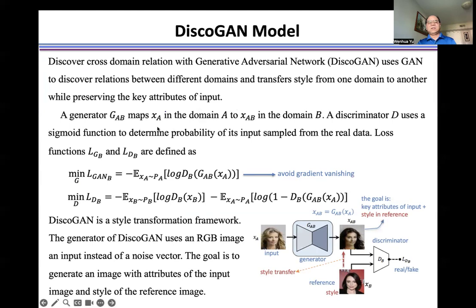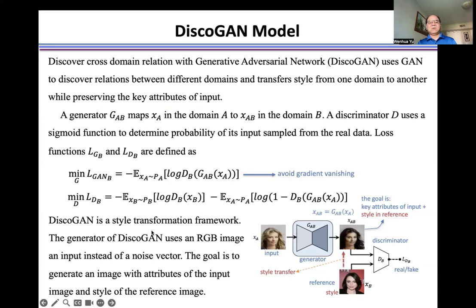A generator GAB maps input XA to XAB. A discriminator D uses a sigmoid function to determine the probability of its input being sampled from the real data. Loss functions LGB and LDB are defined as shown here. We use this type of loss function to train the generator to avoid gradient vanishing.